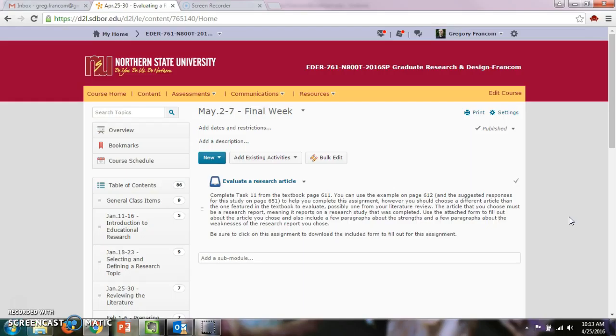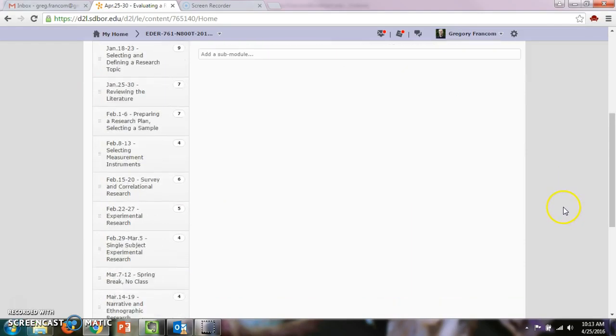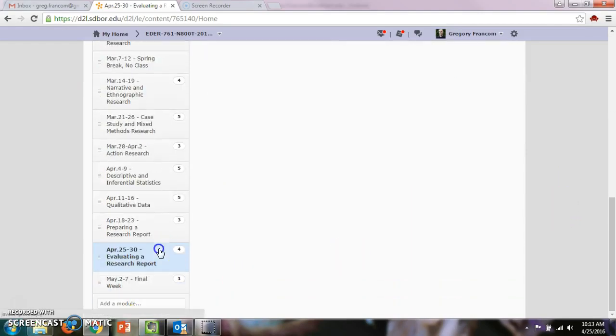And then you use the attached form. Make sure you find the form that is attached to this assignment and download that to fill out about the article you chose. And then you'll include a few paragraphs about the strengths and weaknesses of the research report you chose. So that's something that you're going to build toward this week as you learn about evaluating a research report.